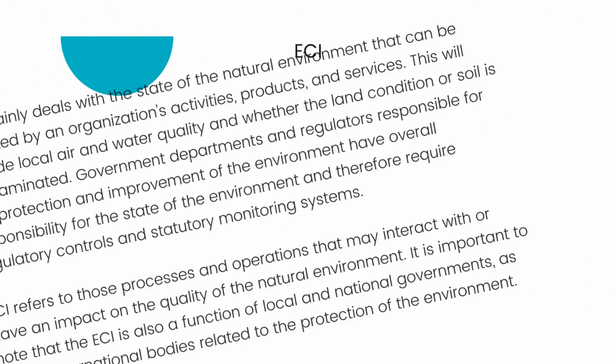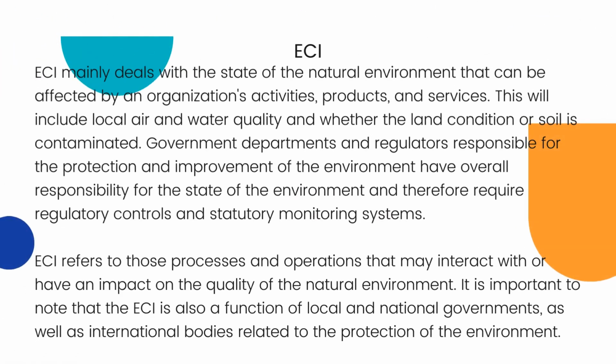EC mainly deals with the state of the natural environment that can be affected by an organization's activities, products, and services. This will include local air and water quality, and whether the land condition or soil is contaminated. Government departments and regulators responsible for the protection and improvement of the environment have overall responsibility for the state of the environment, and therefore require regulatory controls and statutory monitoring systems.